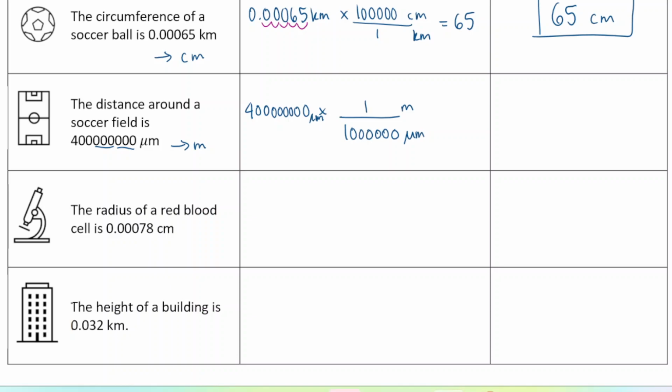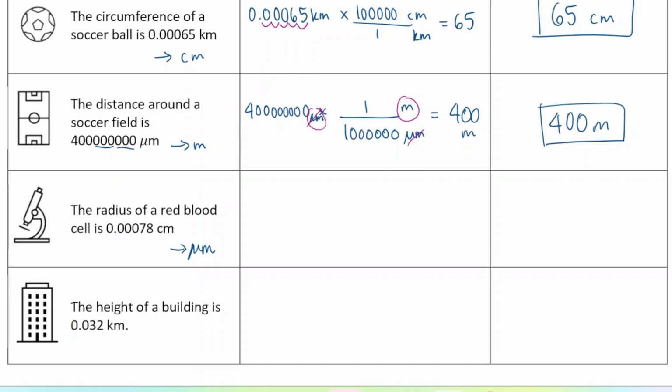Right? The thing we want to change from gets canceled out, and the thing we want to change to remains in the numerator. So that's going to give us 400 meters. The distance around a soccer field is 400 meters. That makes sense. Okay. The radius of a blood cell is 0.00078 centimeters. That doesn't make sense. That's really hard to visualize. We're going to change that into micrometers.